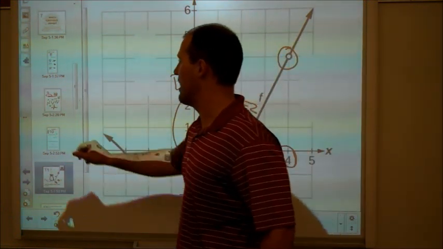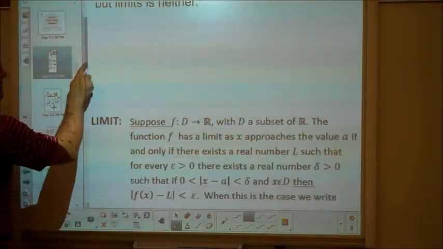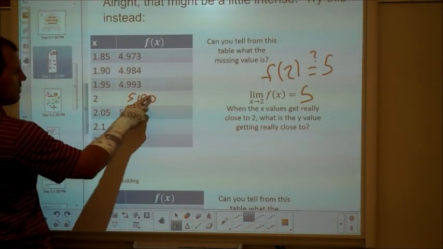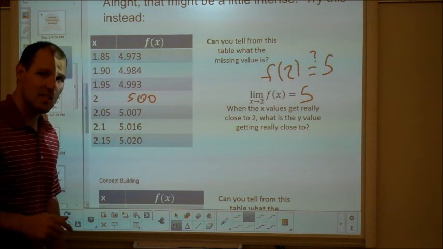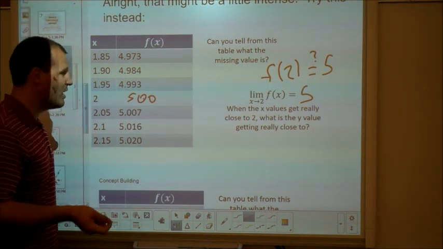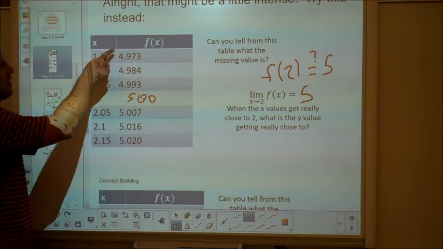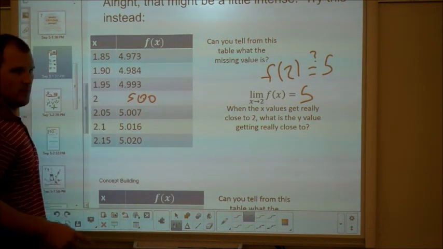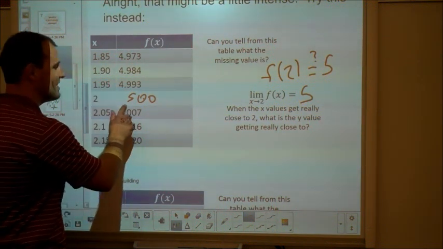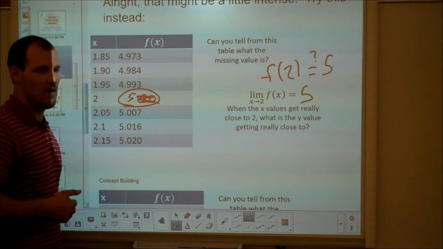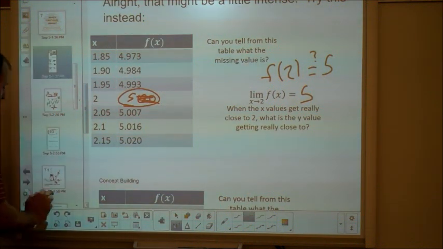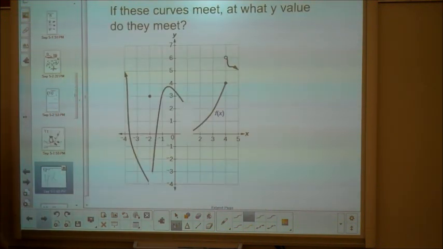Remember, it's like with the tables. We don't know that this number is 5. It could just as easily be 500, but the point is, if you look on either side, the pattern in the y values is telling us that we would expect that 5 would be the number there, and that's the essence of what a limit is. Okay? So let's look at one more.